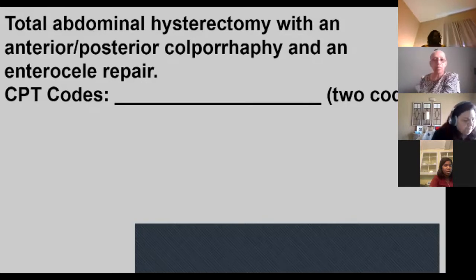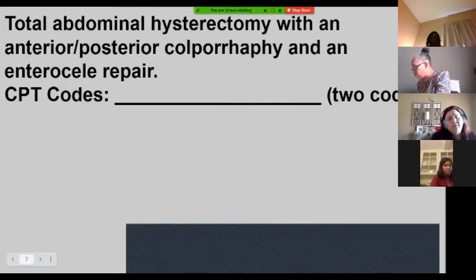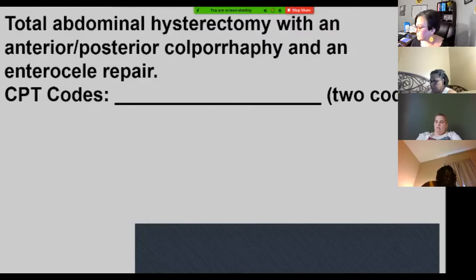Right. So 58150 says total abdominal hysterectomy with or without removal of tubes. Okay, do we not like 58150, a total abdominal hysterectomy? Our scenario says total abdominal hysterectomy. Yes. That's the one I like for the hysterectomy. What about y'all? Agreed. Yeah, I have 58150 and 58294. Let me look at 58294 just to look at it.